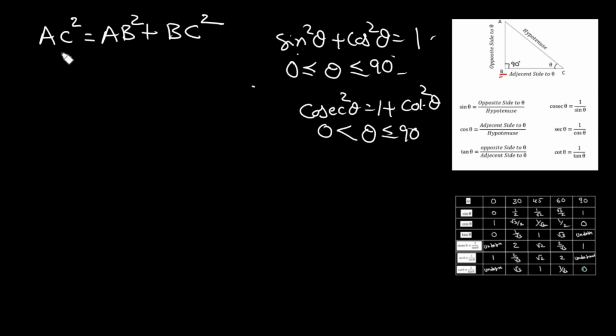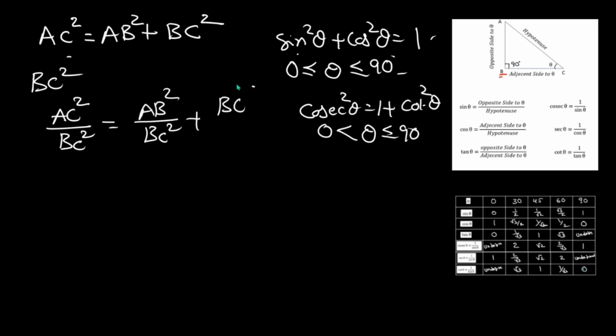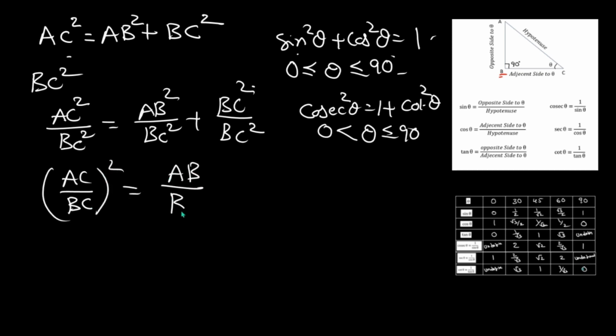We have divided this equation with AC square and got the first equation. When you divide with AB square, we got the second equation. Now we will divide with BC square. Then it will become AC square by BC square equal to AB square by BC square plus BC square by BC square. Now this can be written as AC by BC whole square equal to AB by BC whole square plus BC square by BC square, which will become 1.